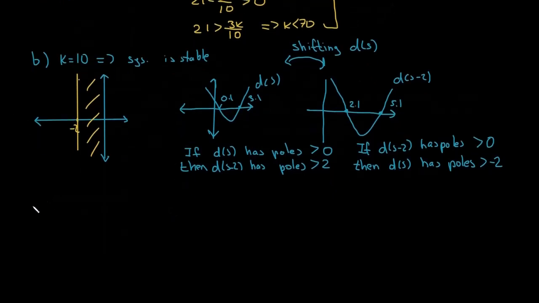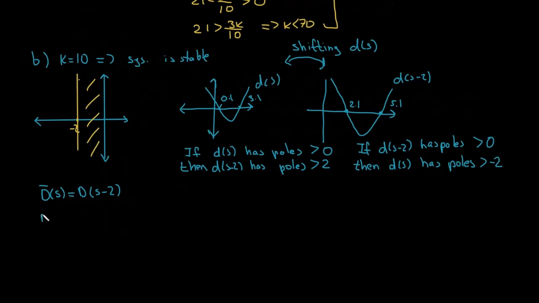Now one idea might be I still can apply the Routh theory to find the number of poles which have real parts greater than minus 2, is to define a new polynomial. I will call this polynomial d bar of s, and I will say d bar of s is equal to d of s minus 2. And if I apply the Routh-Hurwitz method on d bar of s and find how many poles d bar of s has greater than 0, I will also find how many poles d of s has with real parts greater than minus 2.